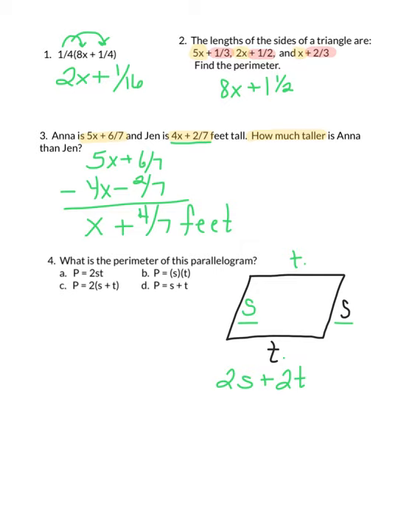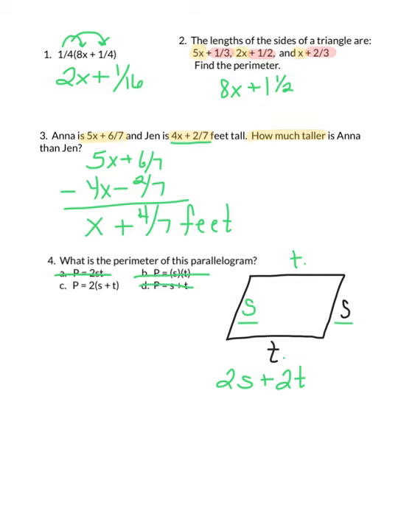I'm looking at A. Well, A does not match, so I'm going to cross that out. I'm looking at B. B says to multiply S times T. No, that's not what I have here. And then I'm going to look at D real quickly. D is wrong because we're only adding 1S plus 1T. We're not getting the full perimeter. Now, so the answer has to be C.